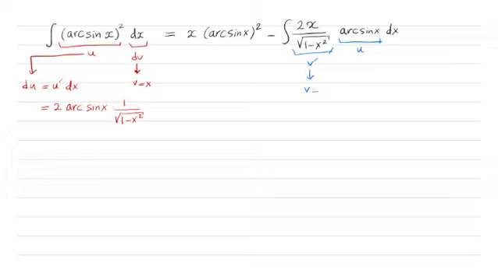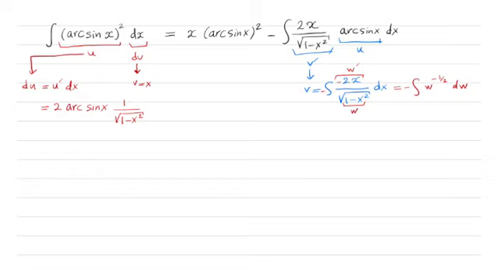So what is v? V is the integral of v prime, so the integral of 2x over square root of 1 minus x squared dx. We can easily integrate this function using substitution. Let's take w to be 1 minus x squared. Then w prime is minus 2x. So let's multiply and divide by a minus sign here, and this is just w prime. So v is minus the integral of w to the minus half w prime dx, which is just dw.